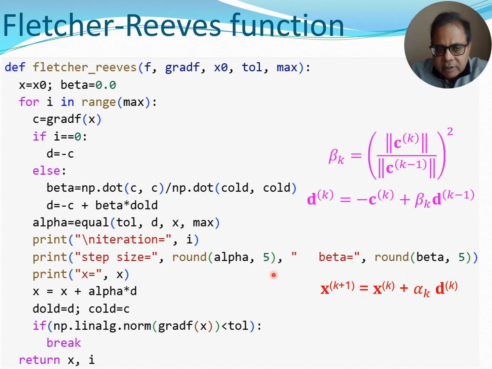I print out the step size, that is alpha, I print out beta, and so on. Now at this point I actually call the one-dimensional search here, and in the one-dimensional search what goes in is of course d and x, which have been calculated here. d is calculated here, x is coming in, and of course the same tolerance and max I am using here also.